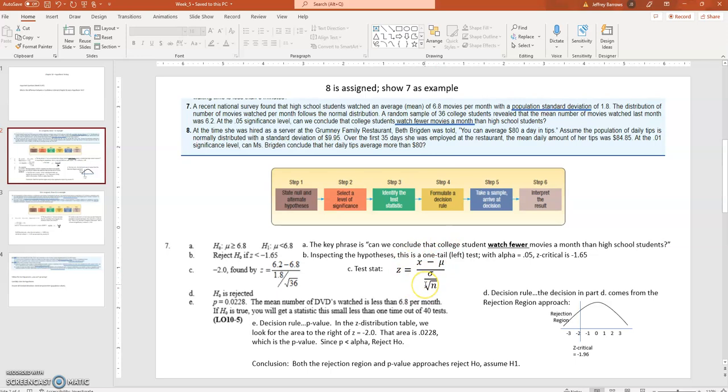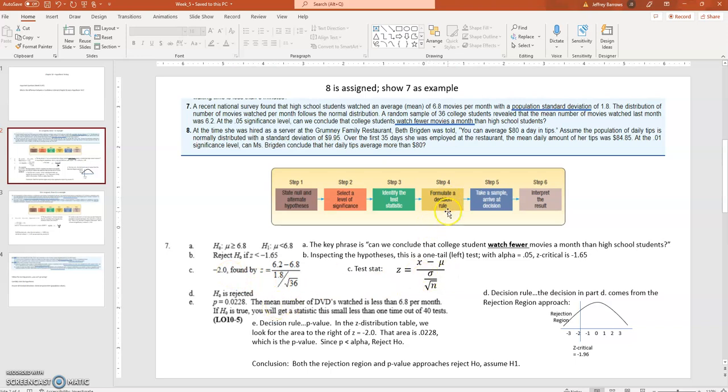So we have the test statistic here. Once we plug in the values, the sample mean was 6.2 movies, minus the assumed population mean of 6.8, and then 1.8, which is the population standard deviation, divided by the square root of 36. You compute that, you get minus 2.0 for your test statistic.